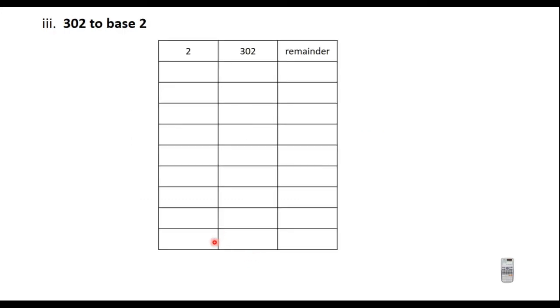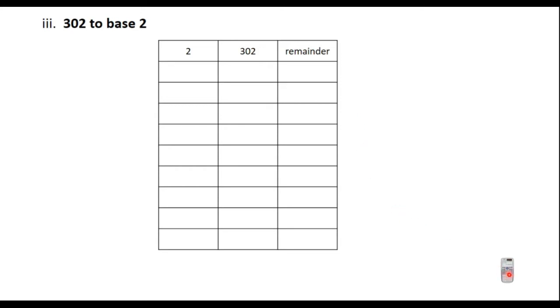Let's pick another example. We have 302 and you are supposed to convert that to base 2. So you draw your table of 3 columns here. So we have 2, 302, and the remainder that we are going to get.